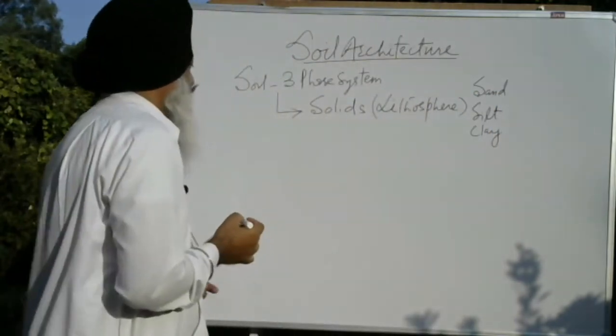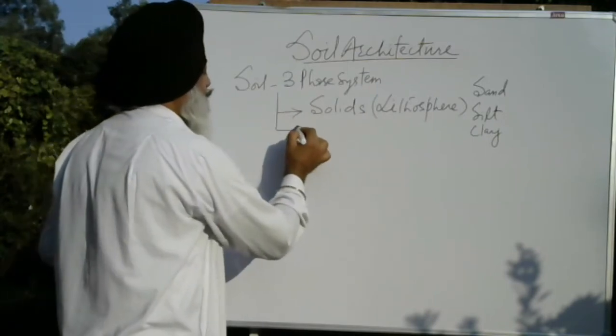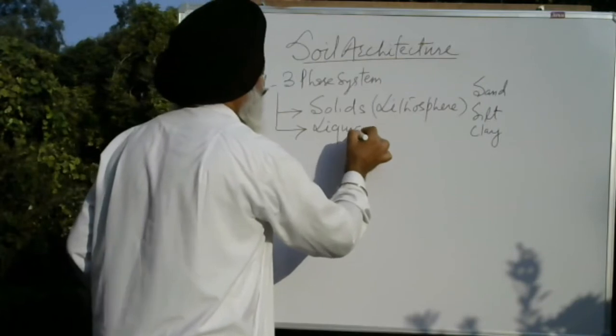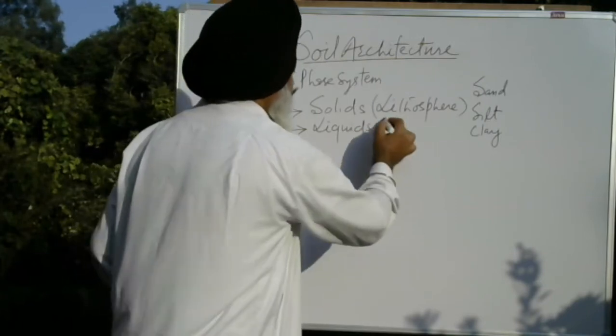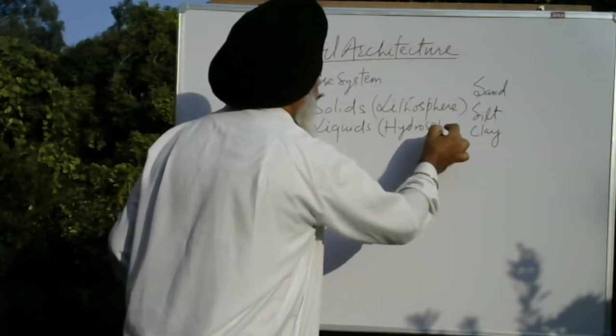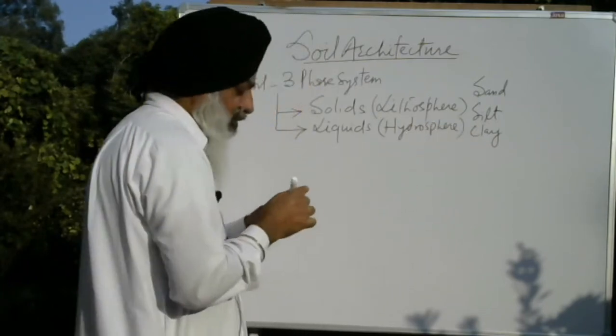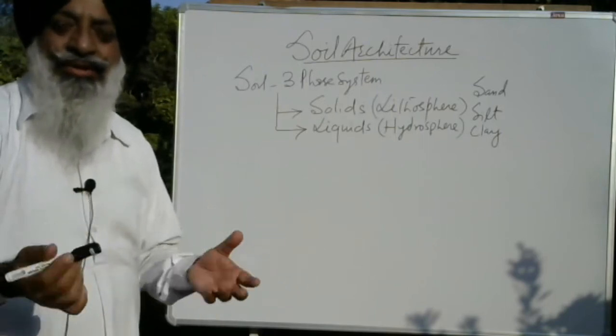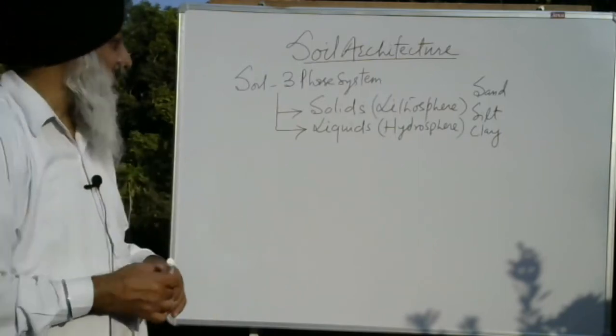Okay. Then you have soil liquids, and liquids here comprise mainly of water. That's why we call it the hydrosphere. And in fact, this water in the soil is not fresh water, it is a solution, soil solution, because you have dissolved nutrients in it.